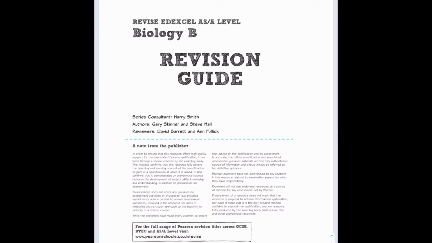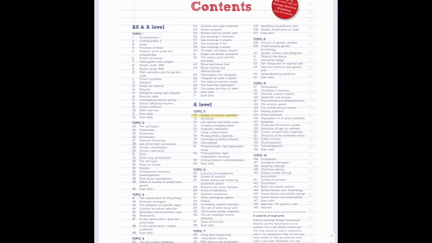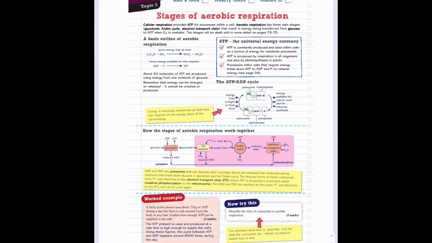Hey guys and welcome, and we're going to be doing Edexcel A-Level Biology B revision, and we're doing stages of aerobic respiration. Right, so cellular respiration provides ATP for processes within a cell. Aerobic respiration has three main stages: glycolysis, Krebs cycle, and the electron transport chain, and this results in energy being transferred from glucose to ATP when oxygen is available.